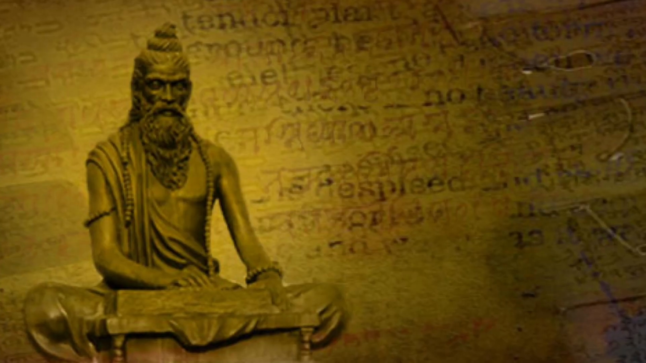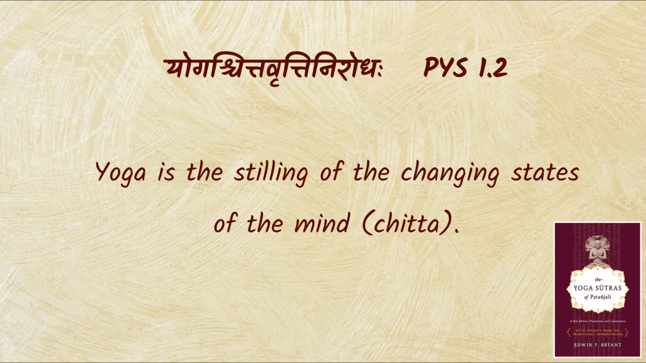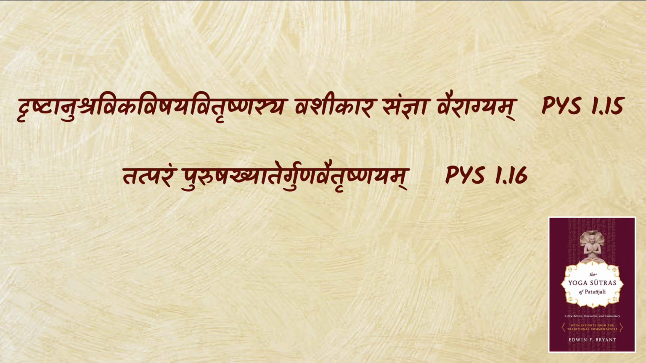Hello friends. Till now, we have covered the first 16 sutras from the first chapter of Patanjali's Yoga Sutras. In Yoga Sutra 1.2, we learnt that yoga is the control of the vrittis of the chitta. And in the last video on Yoga Sutras 1.15 and 1.16, we discussed how to control the vrittis by dispassion.